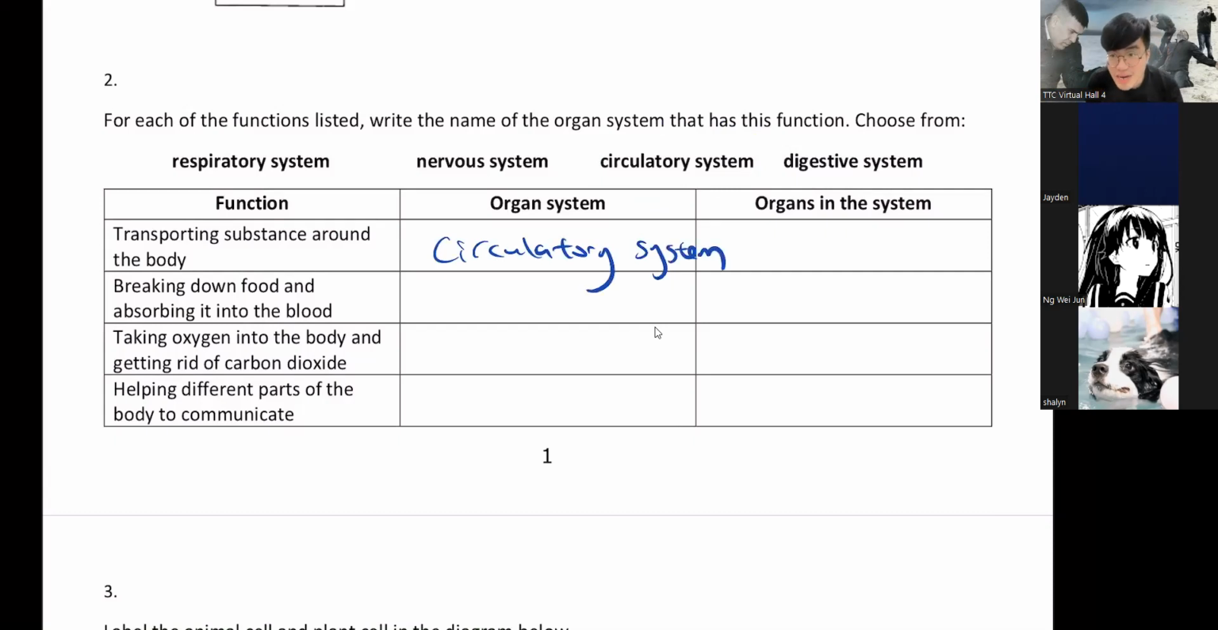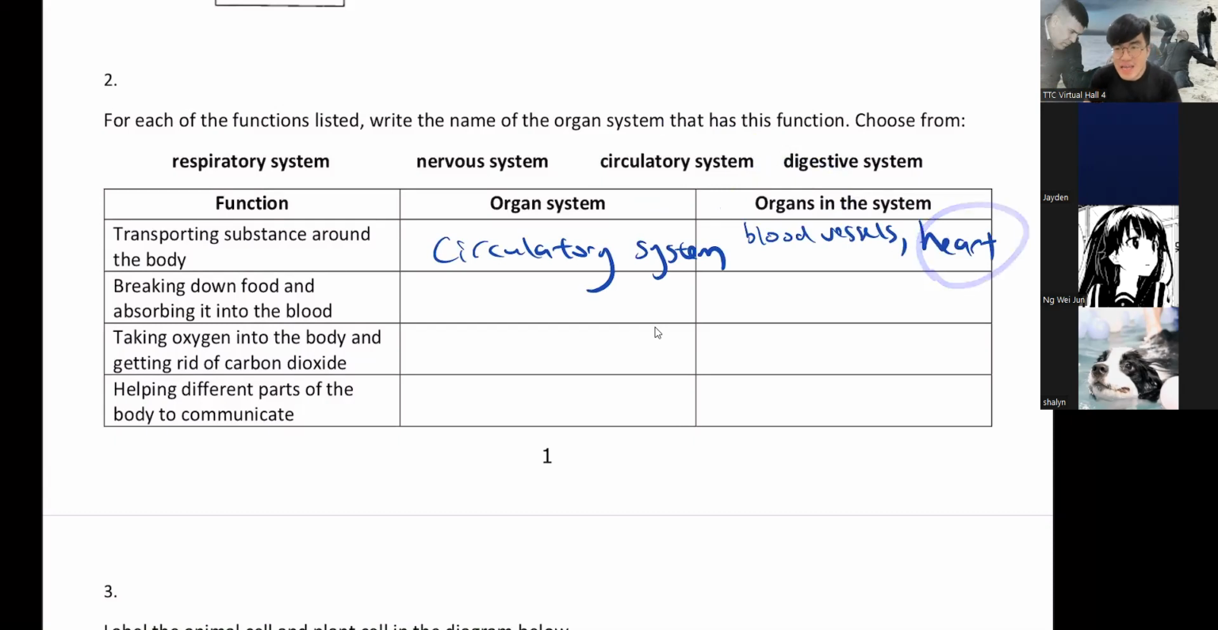Right, guys, please write down the answer. Later you can copy it back. So what organs are in here? What organs are in your circulatory system? You have your blood vessels, and you have this very important organ right in the middle of your chest. That's your heart.